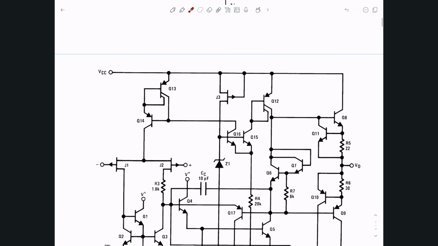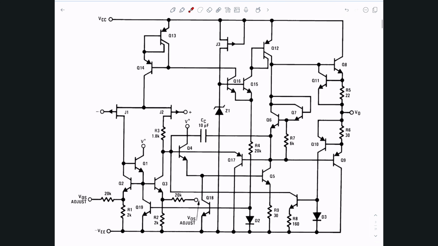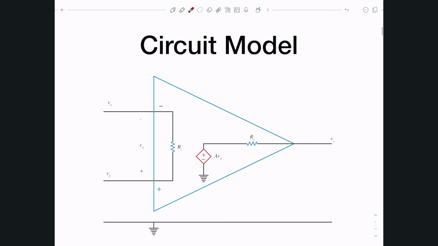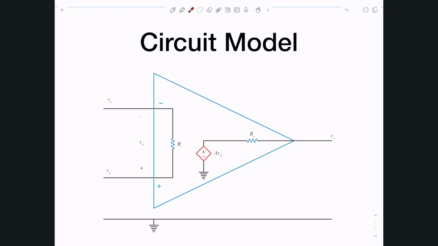But not only can we do this, we can actually model it with a circuit model. So the circuit model that represents this much more complicated circuit is the following. Here's the op-amp, here's the negative input, here's the positive input, and as it turns out we have a resistor at the input, and this is why we call it RI, because it's the input resistance.